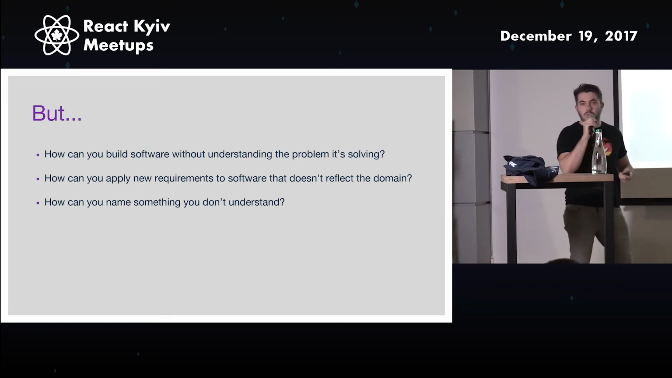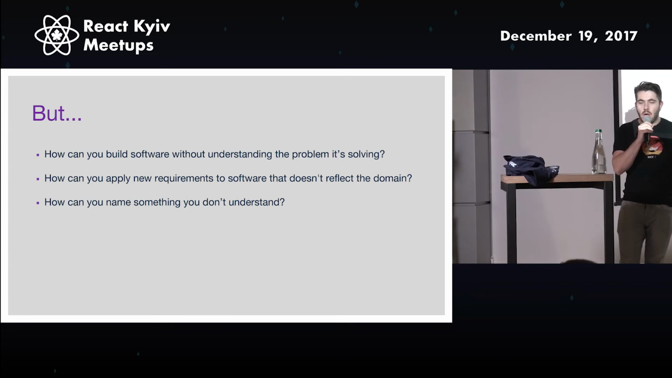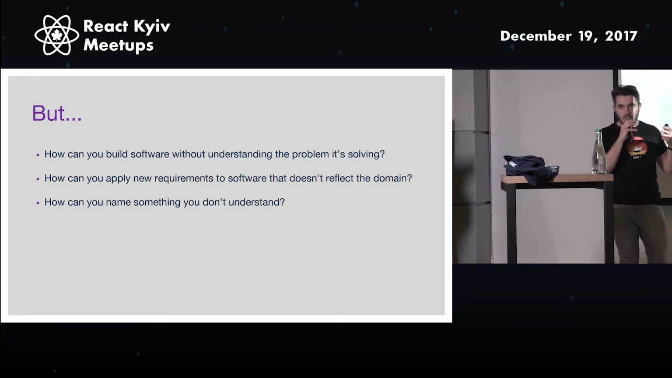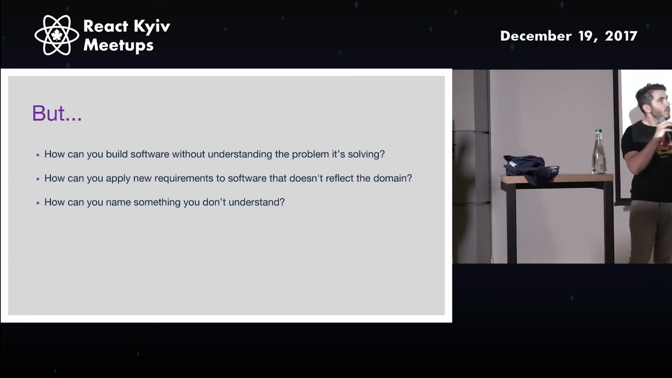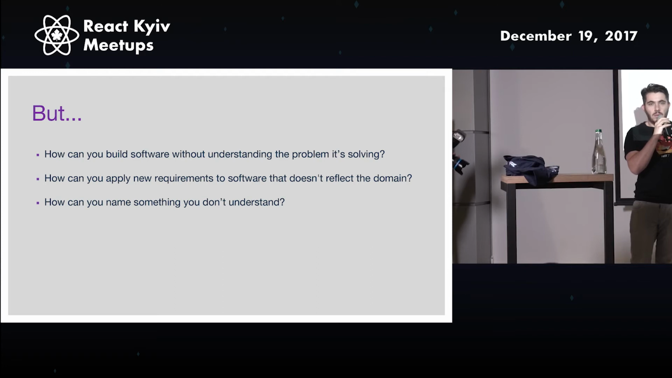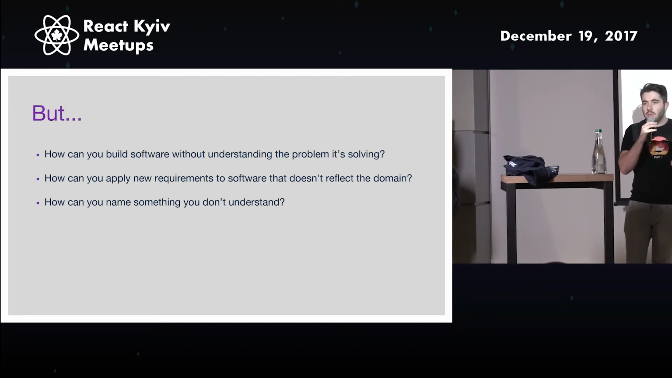But I have quite a few questions for you. How can you build software that solves a problem you do not understand? If you do not know what problem your user is facing that you are solving for him right now, how can you do it? If you have new requirements coming from your user or your product owner, how will you be able to apply them if your code is completely disconnected from the domain? The mapping is super hard. And of course, how can you name something you do not understand? If you do not know the terms used by your users or your product owners, you will invent concepts which your user is not familiar with, right?